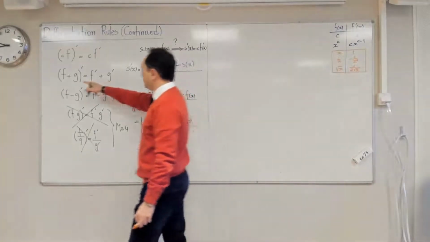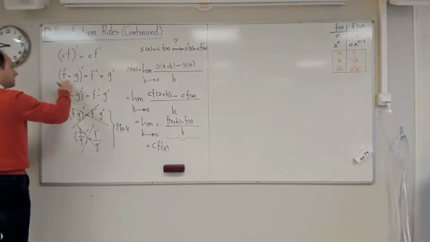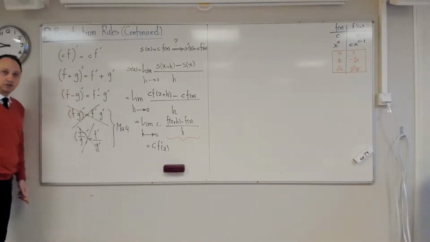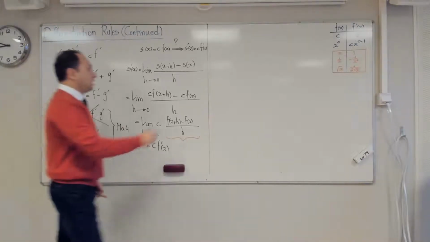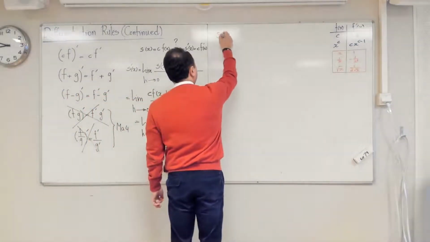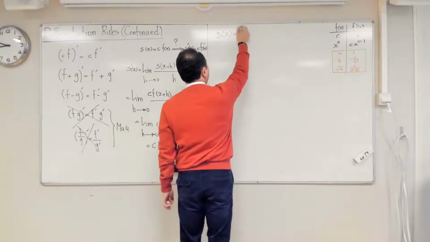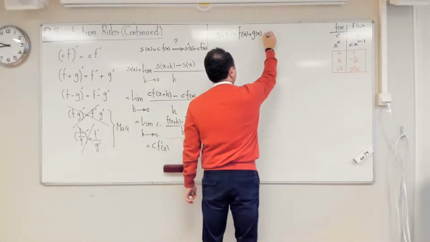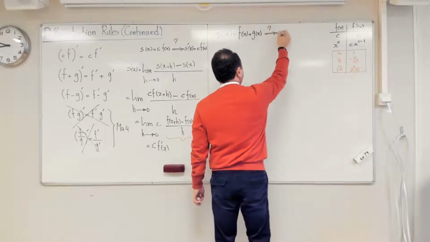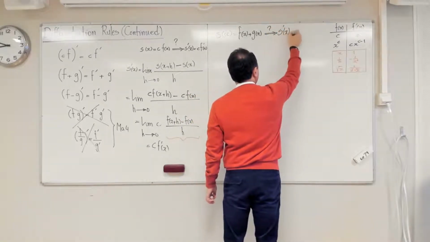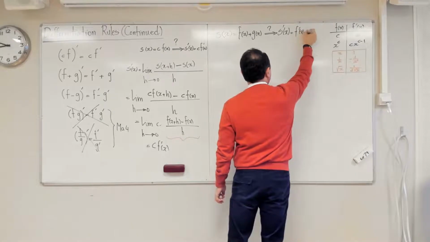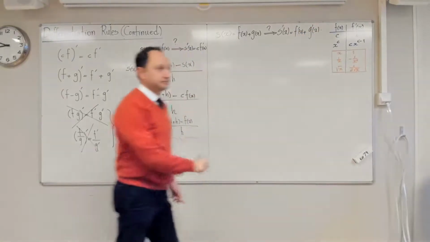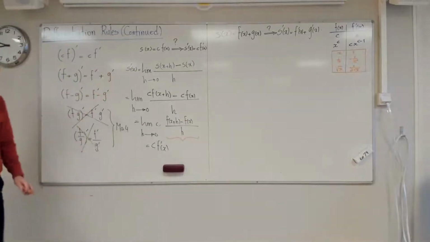Here, I want to show that the derivative of the sum of two functions is the derivative of the first one plus the derivative of the second one. So let us define a function s of x. This time, let me call it f of x plus g of x. What I want to show is that the derivative of s is equal to the derivative of f plus the derivative of g. Yes? This I want to show.